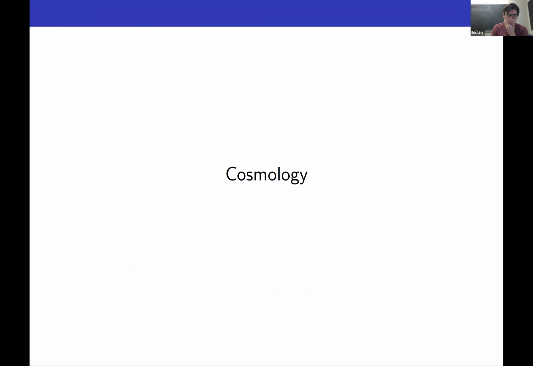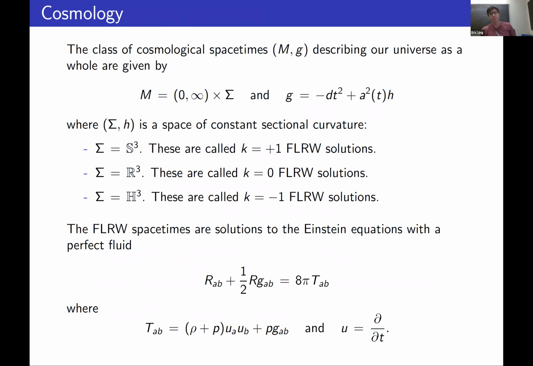Okay, so now let me talk about cosmology. The class of cosmological spacetimes describing our universe as a whole are given by this spacetime manifold. M is (0, infinity) times Sigma, and the metric is minus dt squared plus a squared of t times h. a is the scale factor, and it represents the expansion of the universe. And these are called FLRW solutions. They're named after Friedmann-Lemaitre-Robertson-Walker, who first studied them.